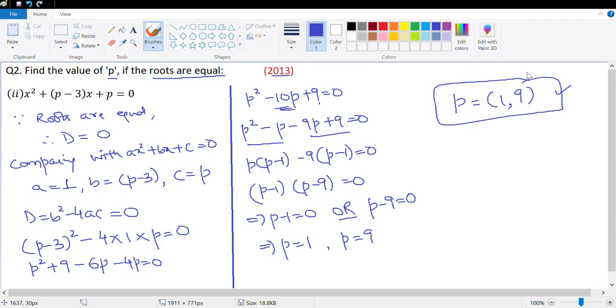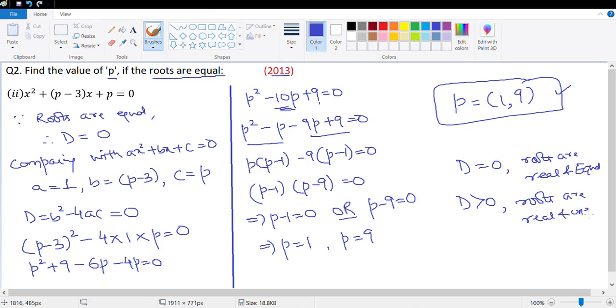Good. Very simple, but you need to remember only one thing. D is equal to 0 means roots are real and equal. Next, D is more than 0, roots are real and unequal, and if D is less than 0, roots are imaginary. Most important thing about this exercise. Let's look at the next question.